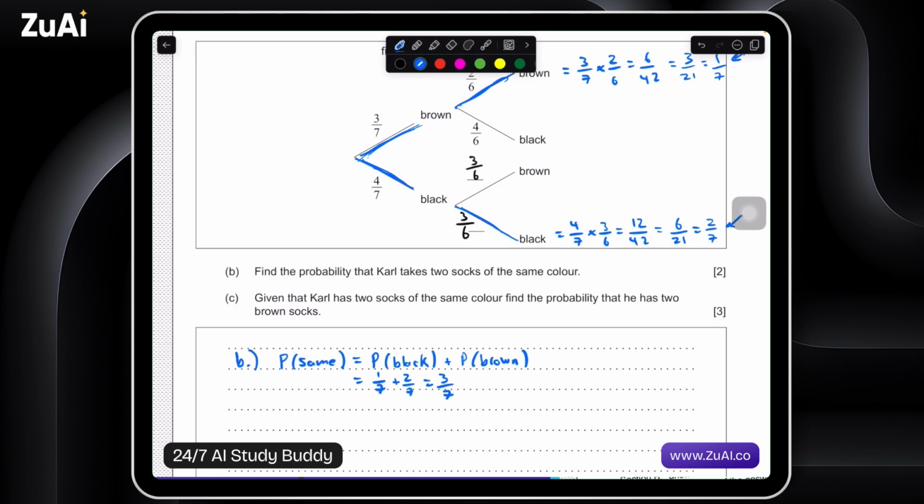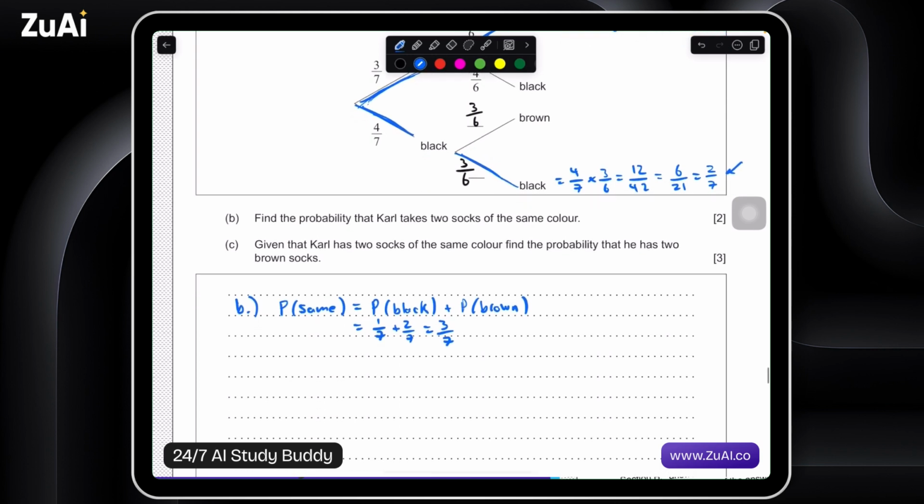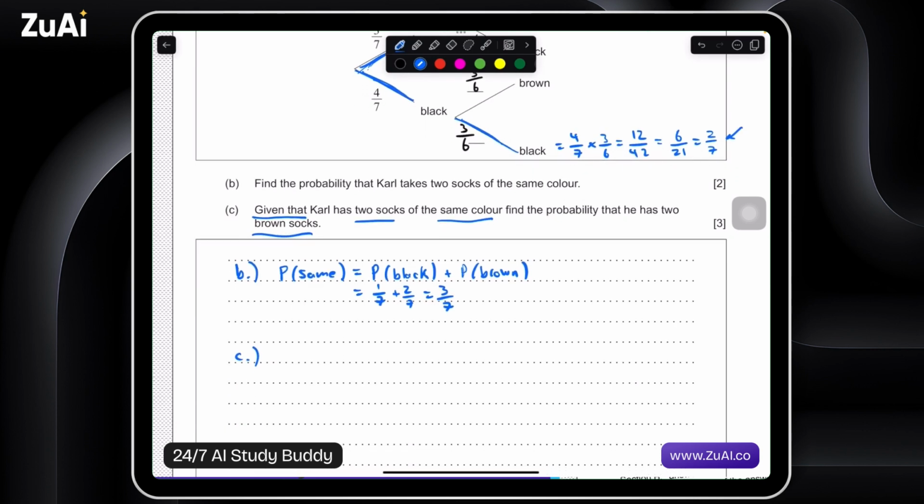Alright, part C. Given that Karl has 2 socks of the same color, find the probability that he has 2 brown socks. So given that, we're in the realm of conditional probability. In our formula booklet, we have a formula for conditional probability, and it looks like this. P(A given B) is equal to P(A and B) over P(B).